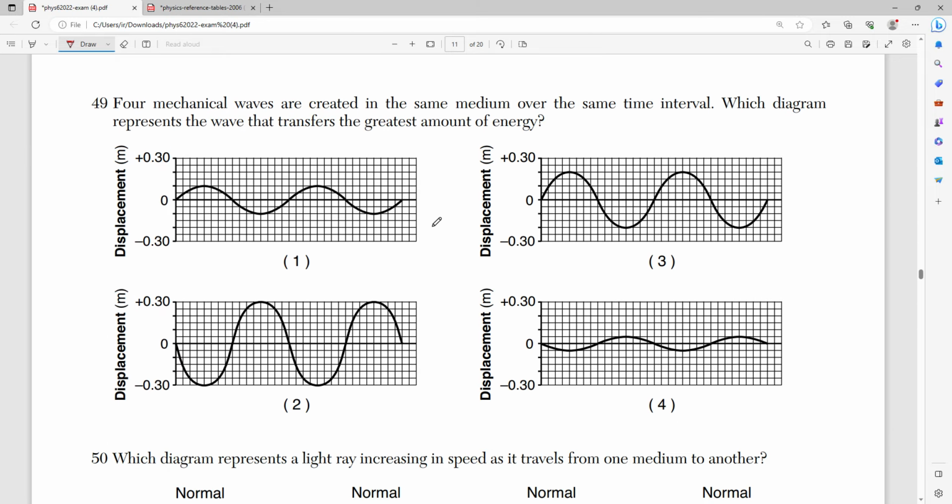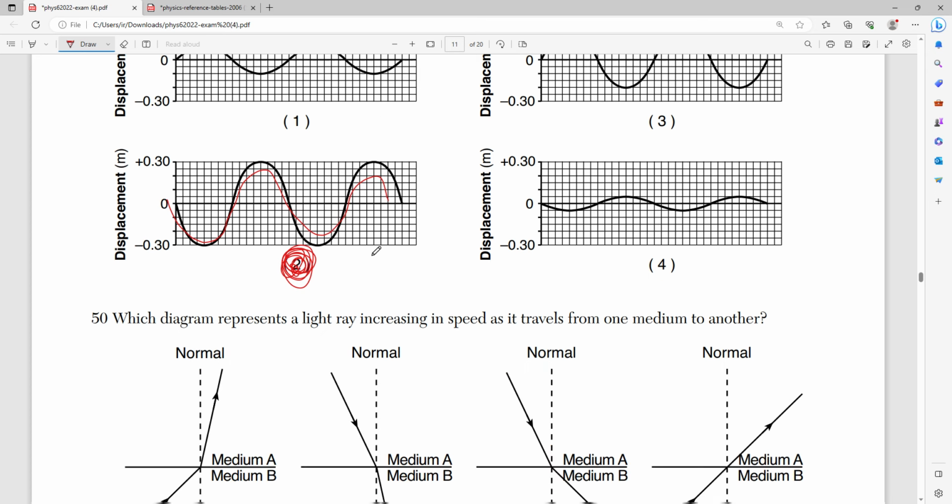Question 49 says 4 mechanical waves are created in the same medium over the same time interval. Which diagram represents the wave that transfers the greatest amount of energy? So remember that energy transfer depends on your amplitude. The higher your amplitude is, the more energy that wave holds. And obviously, choice number 3 is going to be your answer. Oh, sorry, choice number 2 is going to be your answer because that amplitude is the greatest out of any other graph. This amplitude is the highest, which means it holds the greatest amount of energy.